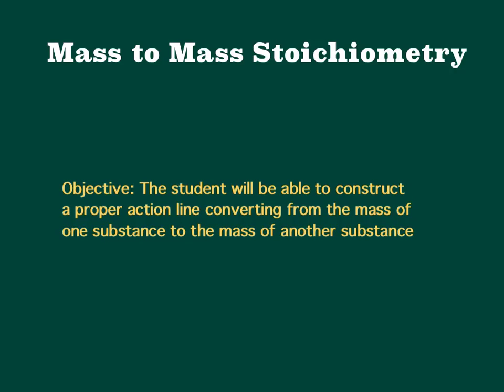Today we're going to be talking about mass-to-mass stoichiometry. We've talked about several different types of stoichiometry problems. This one's probably the most common, and it is going from mass of one substance to mass of another substance using a proper action line.